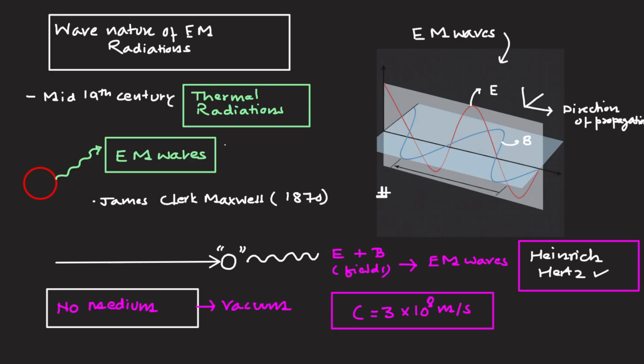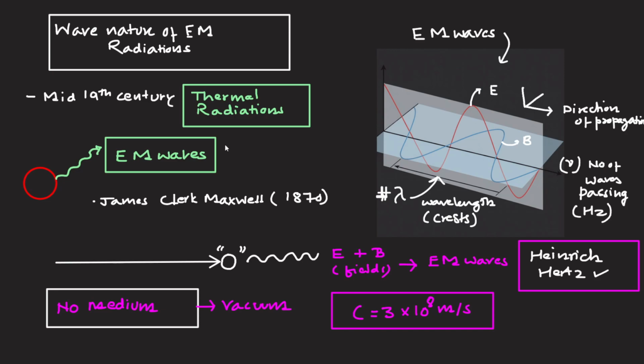They are characterized by wavelength, that is the distance between successive crests, and frequency, which is nu, the number of waves passing a point per second. The unit for that is hertz, and they are related by an equation, which is c equals lambda nu.